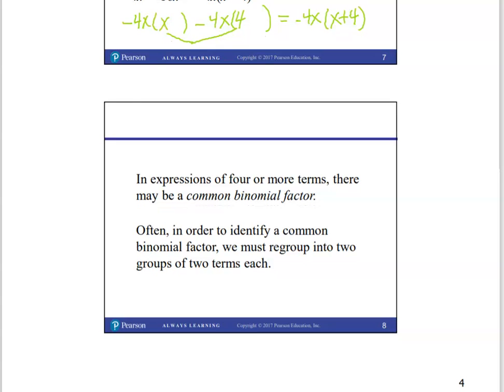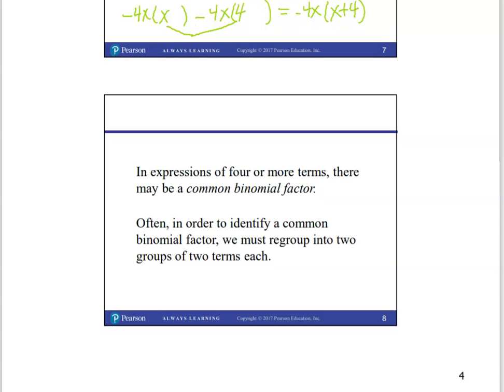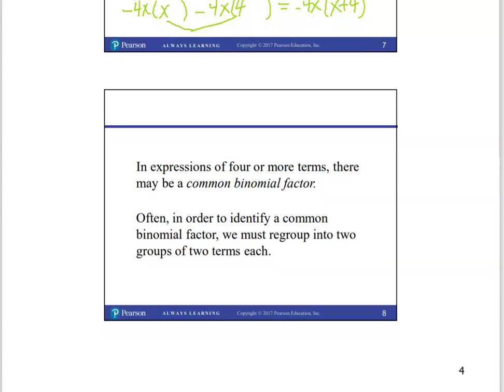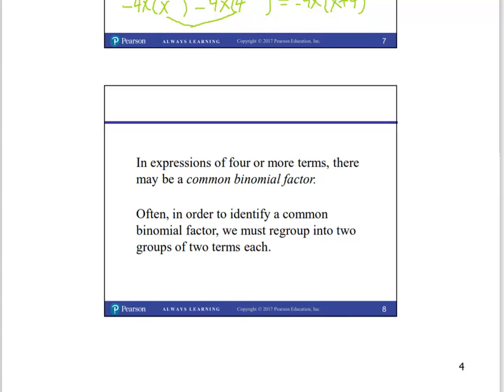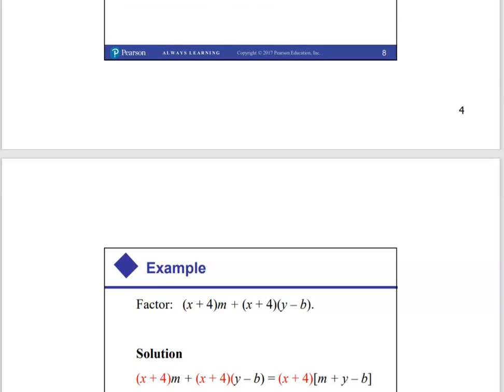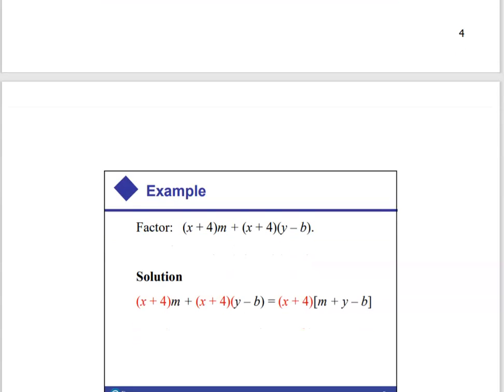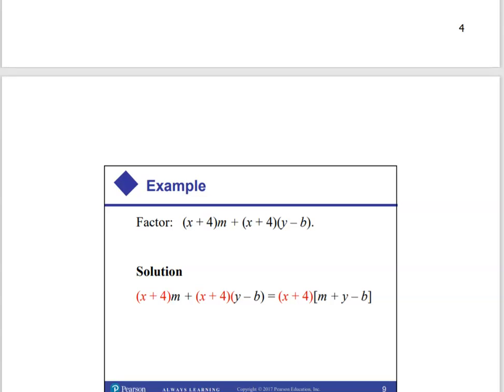In expressions of 4 or more terms, there may be a common binomial factor. Often, in order to identify a common binomial factor, we must regroup into two groups of 2 terms each. Okay, so here's an example. They want us to factor x plus 4 times m plus x plus 4 times y minus b. You'll notice here that these two are exactly the same. So we actually can pull those out front and group those together.